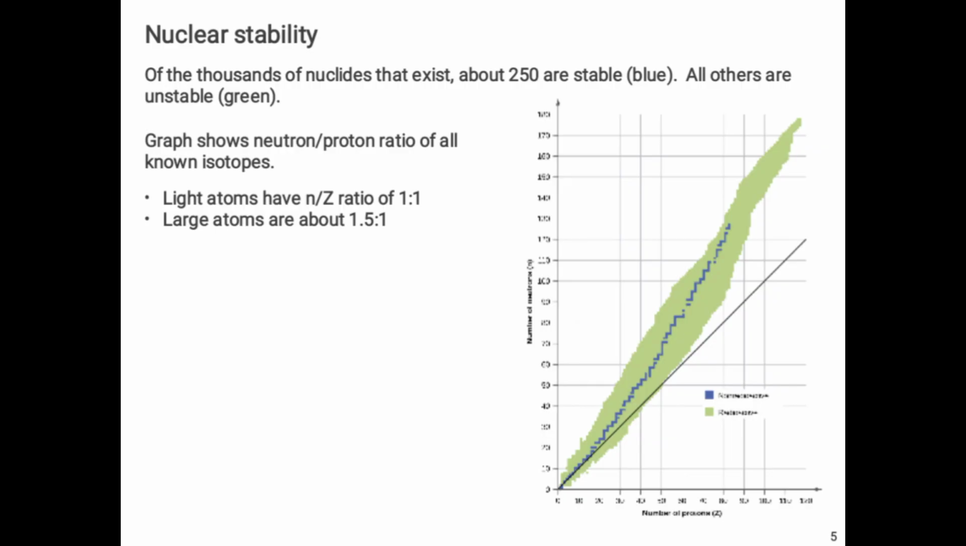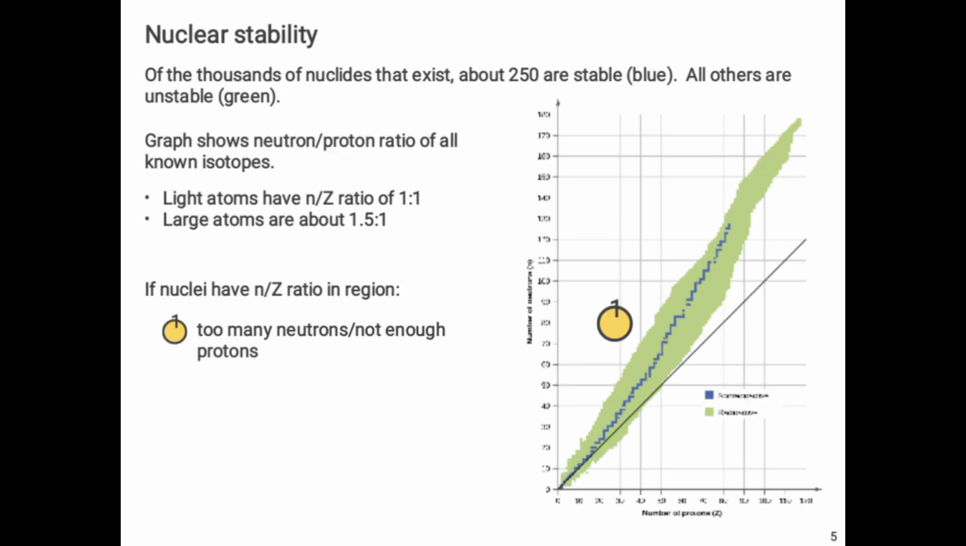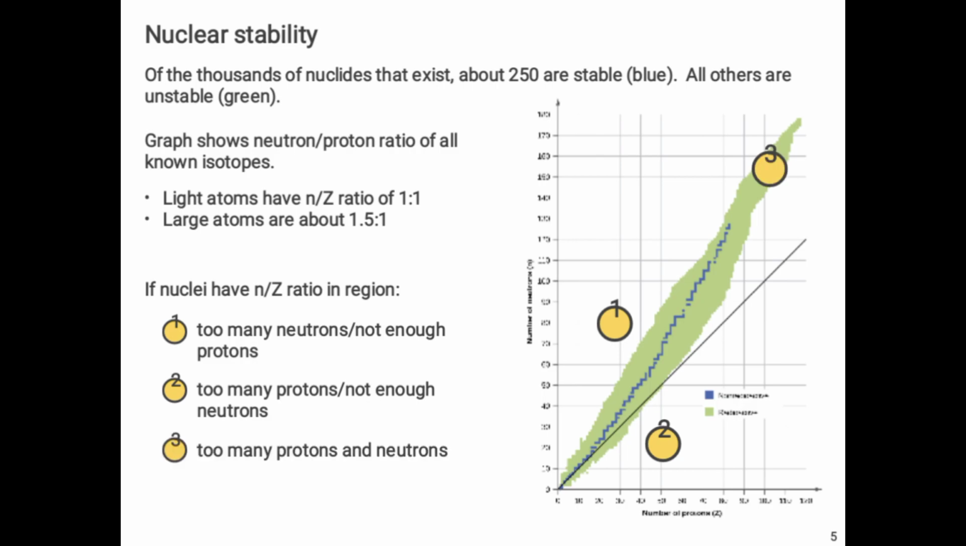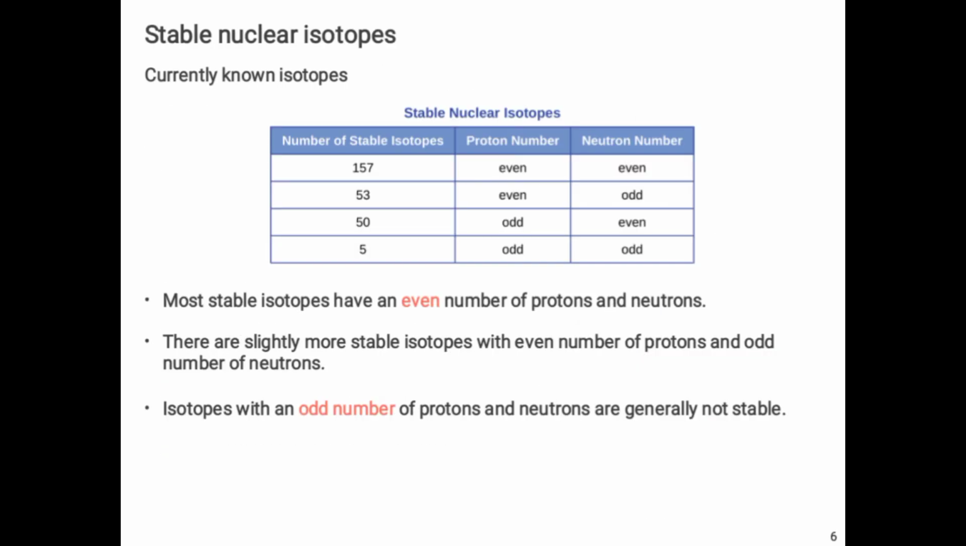The graph shows the neutron to proton ratio for the isotopes. Light atoms have a ratio of 1 to 1. Large atoms have about 1.5 to 1. Nuclei outside the stable N by Z ratio region are unstable: too many neutrons and not enough protons, too many protons and not enough neutrons, or too many protons and neutrons.